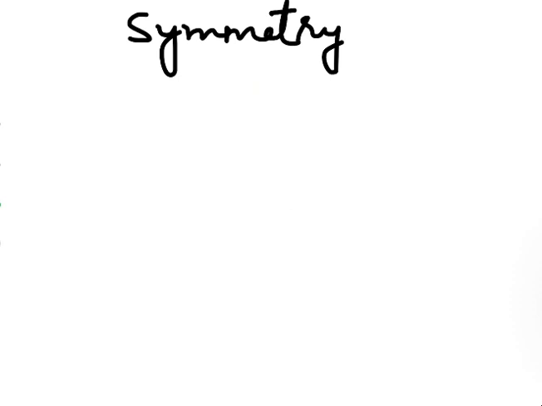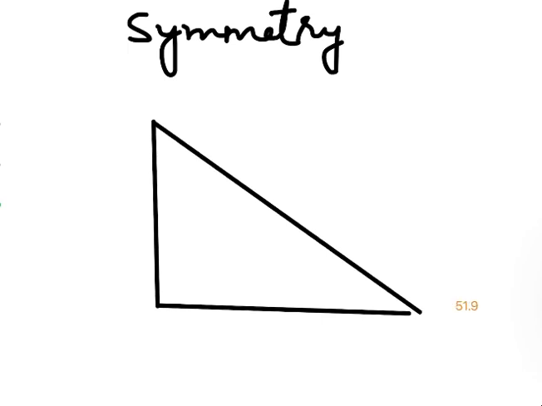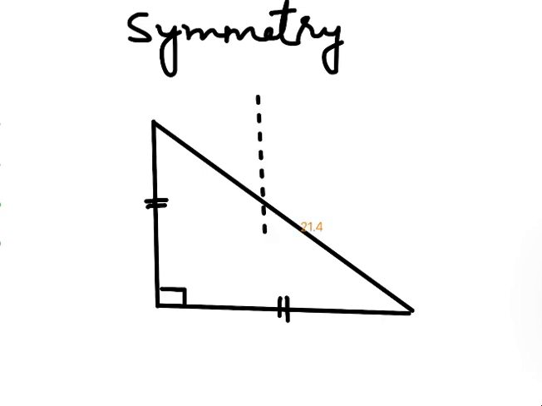We have a triangle, and you were asked to draw the line of symmetry. In this one, the two sides are equal, and it's a right angle triangle. Where would the line of symmetry come? If you are asked to draw the line of symmetry, would we draw it over here or over here?